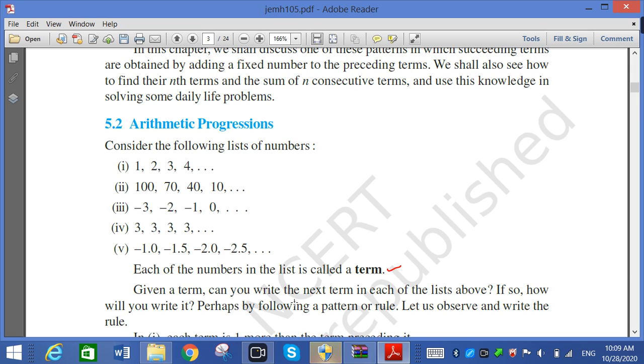Given a term, you can write the next term in the list above. So we know the pattern. Here plus 1 is there. Here minus 30 is there. Here, if you add plus 1, the difference is plus 1. This difference is minus 30. Here the difference is plus 1. Here the difference is 0.